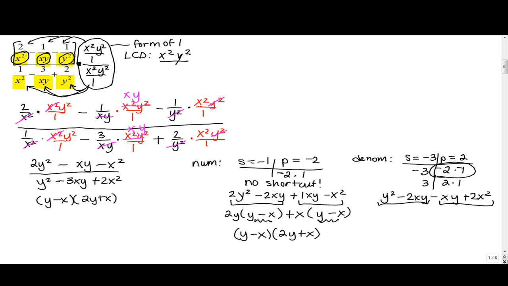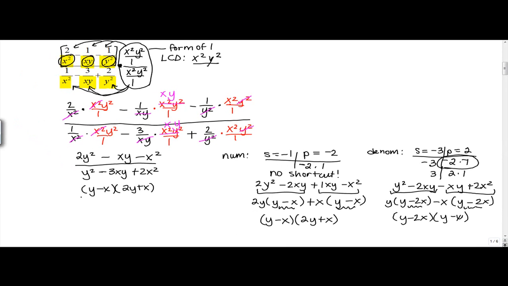First pair, second pair. For the first pair, I can pull out a y, and I have left y minus 2x. And then the second pair, it looks like I can pull out just a -x, and I have left y minus 2x. I've got a factor in common. That factor in the parentheses is the same on both, so I can pull it out, y minus 2x, and I have left y minus x with a flare. Now my denominator, y minus x, y minus 2x.